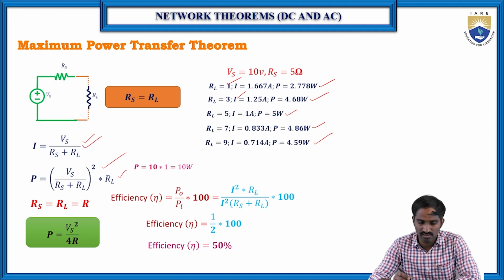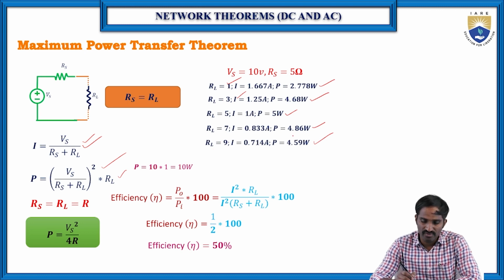As you can see here, these are the various values of power for the various values of the load resistance that we considered. So which one is the maximum value here? This 5 watts is the maximum value. We got 5 watts where RL is equal to 5 ohms, which is equal to RS that we have considered. So when RL is equal to RS, we are getting the maximum power delivered to the load. This is how we can find the condition for maximum power delivered to the load.